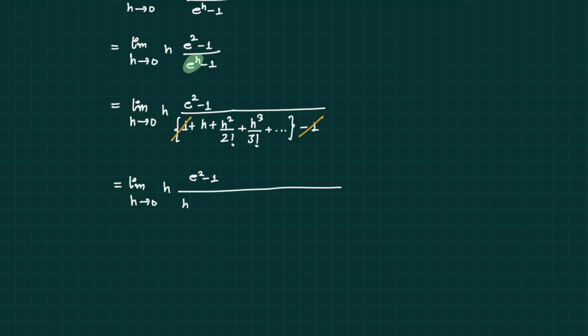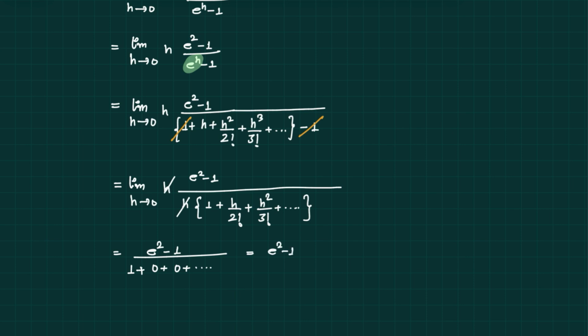We will have h, and inside the bracket we will have again 1 plus h by 2 factorial plus h square by 3 factorial plus up to infinity. So here this h and h also get cancelled, and let us put the value of h as 0, then we will have (e square minus 1) whole divided by 1 plus 0 by 2 factorial is 0, plus 0 square by 3 factorial is 0, plus up to infinity, and hence the denominator becomes simply 1, and hence the answer is e square minus 1.